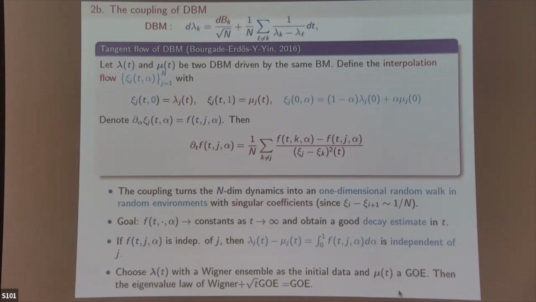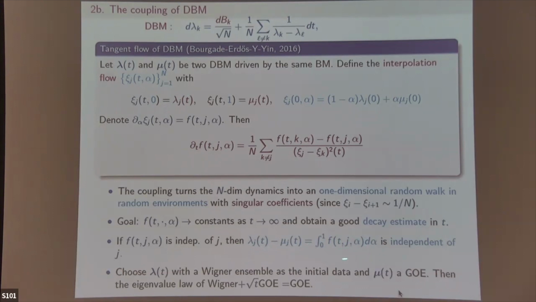So the idea is the same as the previous page. If I can understand this interpolation flow, and show that under this flow this function f converges to a constant, then, because it's an interpolation between lambda and mu, lambda j of t minus mu j of t equals the integration of f with respect to the interpolation parameter alpha, with the right hand side independent of j. So the left hand side is also independent of j.